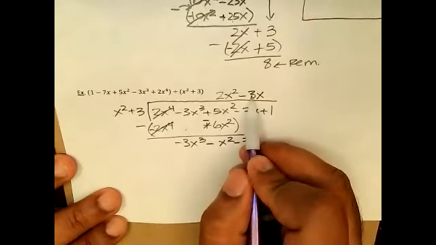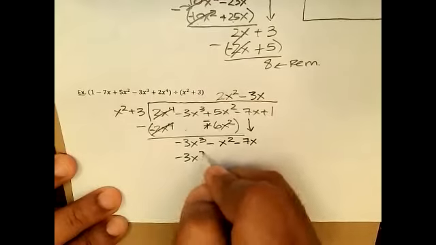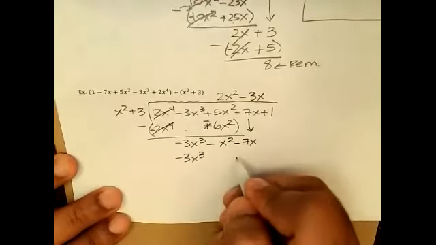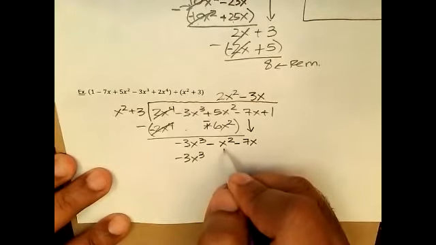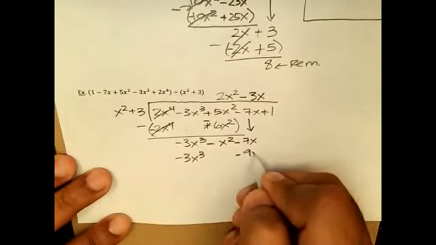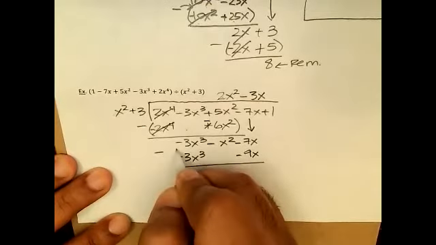Next, I'm going to multiply negative 3x times x squared. That will give me negative 3x cubed. And then negative 3x times a positive 3. That will give me negative 9x. I'm not going to write the 9x underneath the x squared. Instead, the negative 9x will go underneath the 7x, so that now I can subtract them.